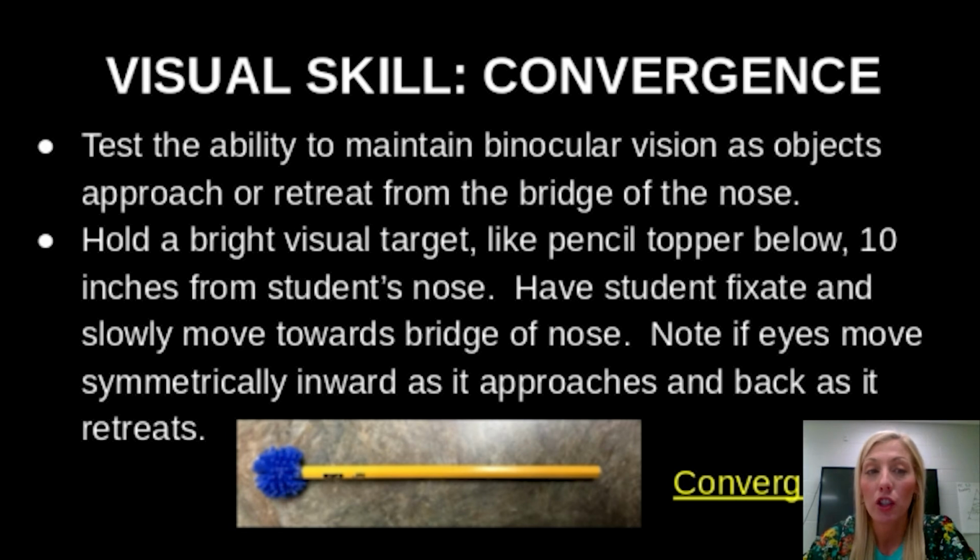Another skill that we test is convergence. Convergence is to test the ability to maintain binocular vision as objects approach or retreat from your nose. An informal way to test this is to hold a bright visual target in front, like a pencil with a topper, and move it towards the student's nose. The student should fixate and slowly move their eyes towards the bridge of the nose, and you're going to note if the eyes move symmetrically inward as it approaches and back as the pencil retreats.